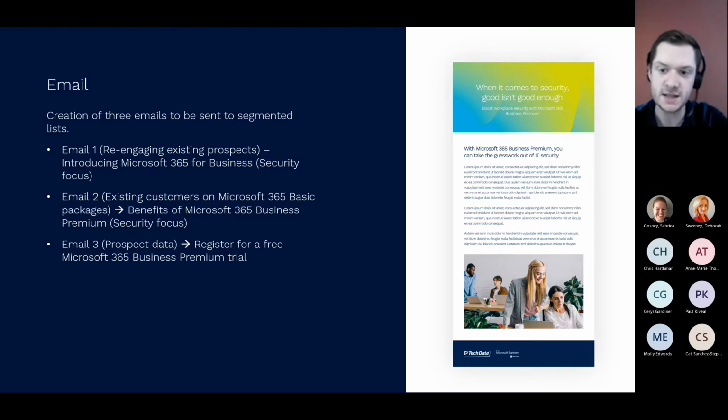Email 2, slightly different data set, where we're talking about existing customers on the basic package of 365 and how we upsell them into business premium, again with a security focus, because we've identified up front that the security focus is where we need to prioritize because of the research that we've done. And then email 3 is to completely prospect data, where actually we're getting them to register straight for the free trial because we've identified that they're a really lucrative target audience for us.